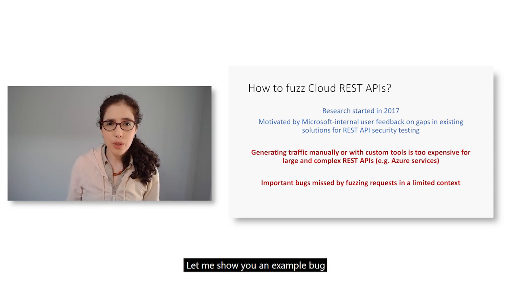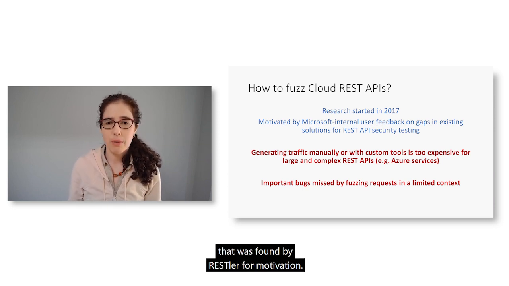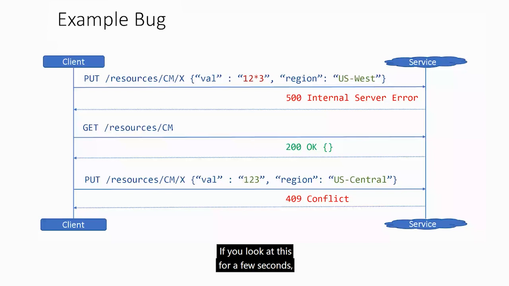Let me show you an example bug that was found by RESTler for motivation. So if you look at this for a few seconds, try to see if you can spot what the bug is.